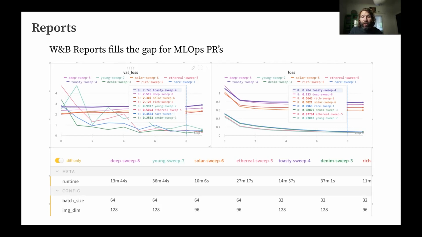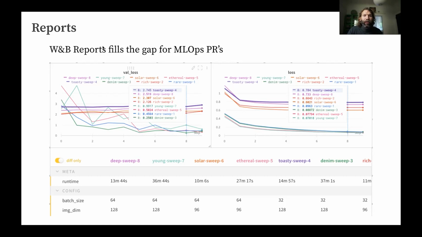And it could also be your hyperparameters. So we can see below, we're showing a diff of what batch sizes and image dimensions were passed into each of these different experiments directly in a report. Now, the really powerful thing about this is the reports are live and dynamic documents.